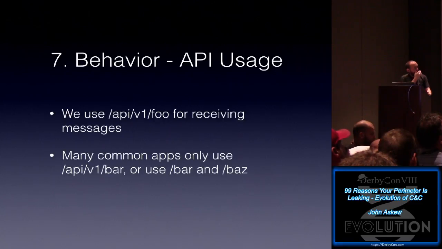Behaviors: which APIs are being used, and how they're being used. A lot of these services offer multiple APIs that can do some of the same things. So the ones that you decide to use in your application versus somebody else's can allow you to differentiate, and the order in which they're used.